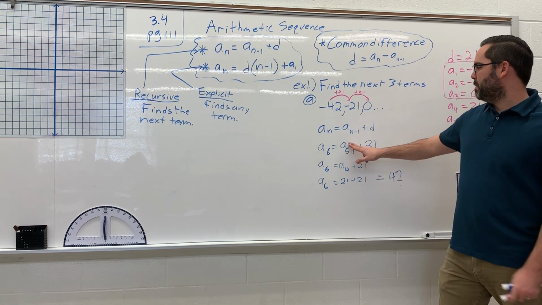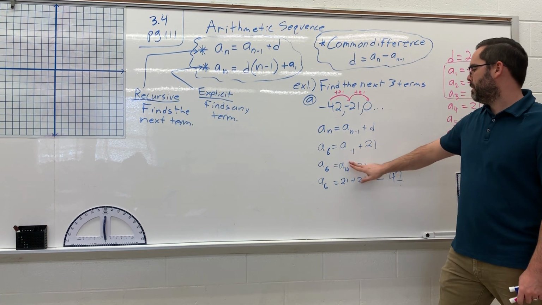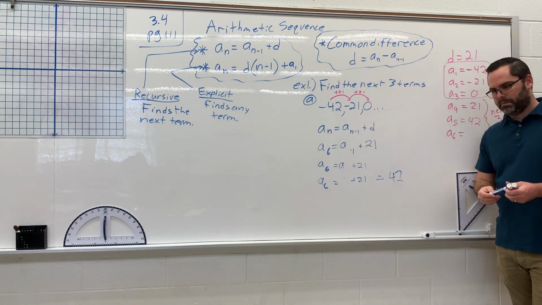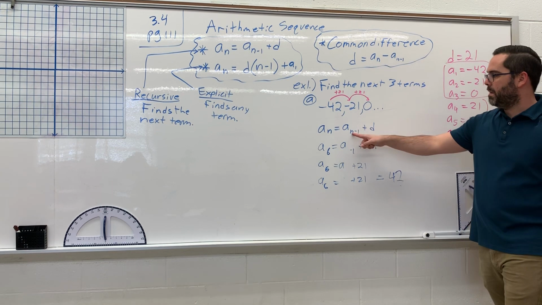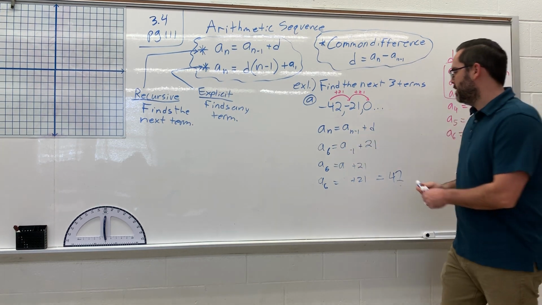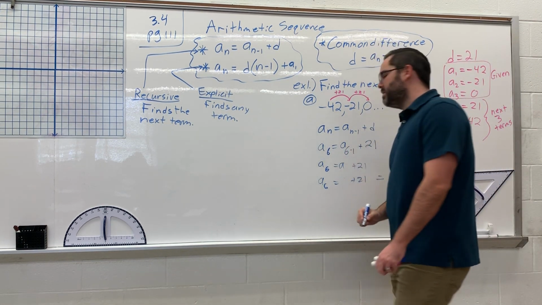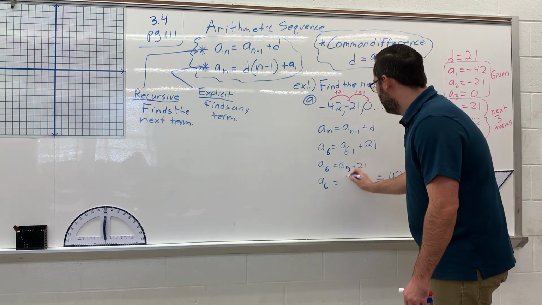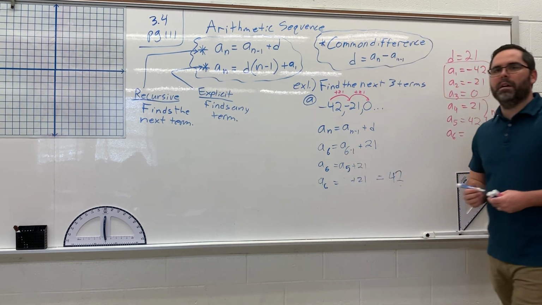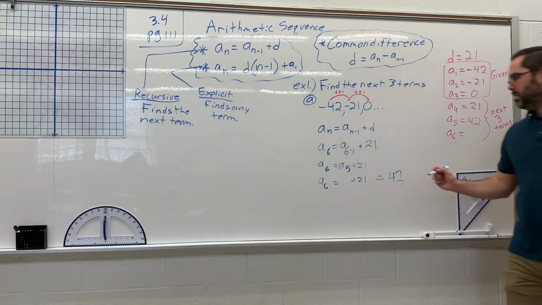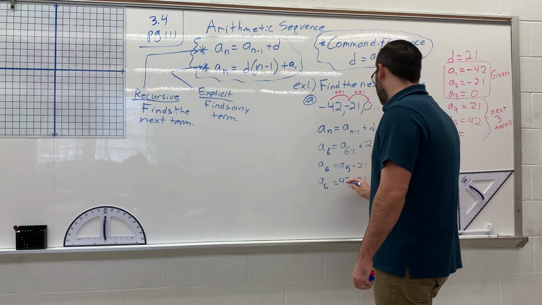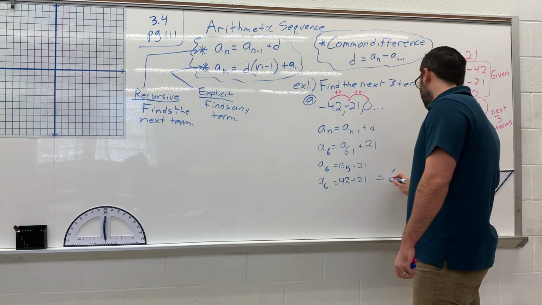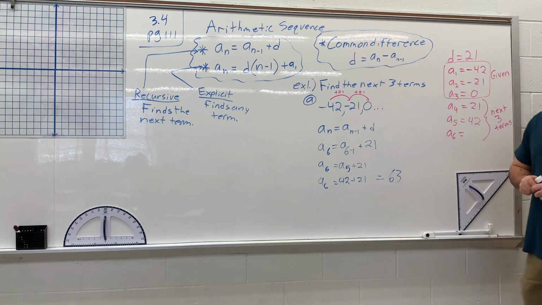All right, so this becomes what? What goes here? N is 6, right? And 6 minus 1 is 5. And what is a sub 5? 42. 42 plus 21 is 63. So what is the 6th term?